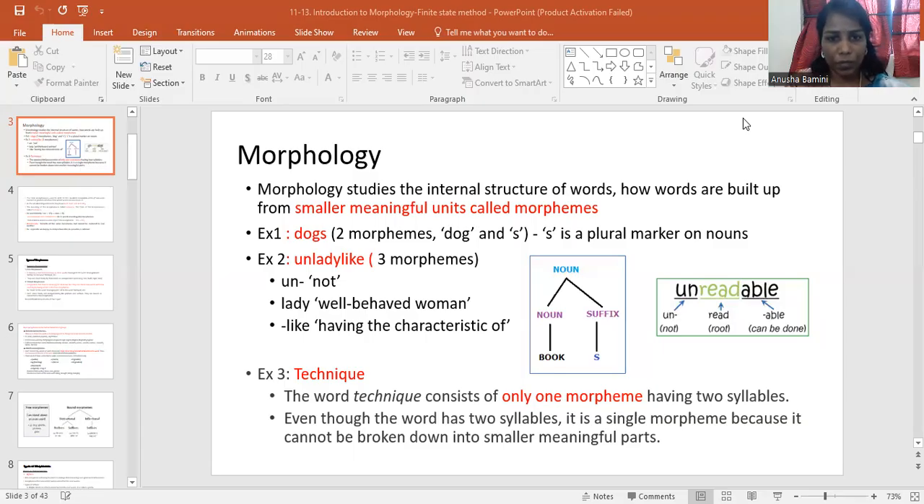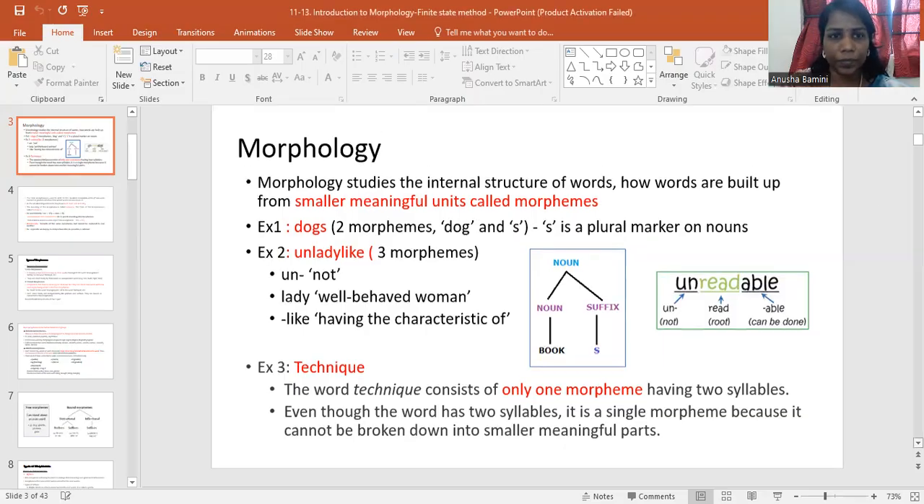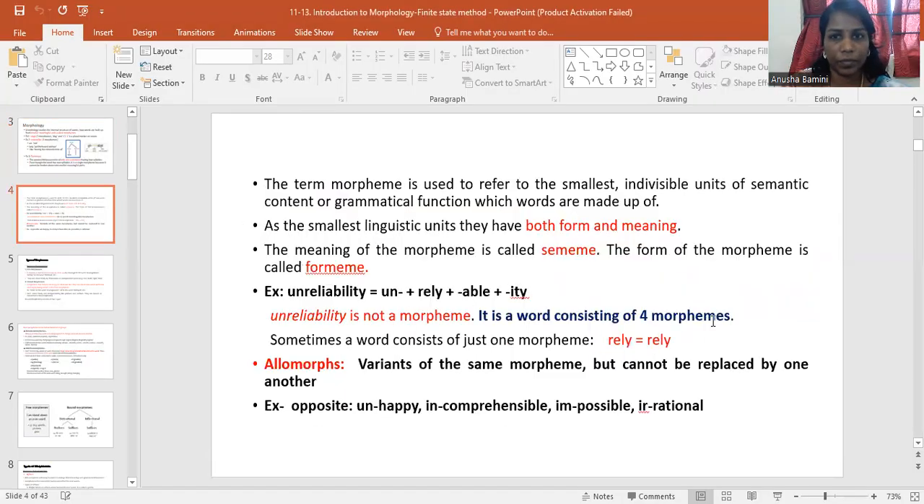We know each and every word can have only one morpheme or two morphemes, etc. If it consists of only one morpheme, it is called a word of one syllable. From these syllables, we identify the meaning. The meaning of a morpheme is called a sememe, and the form of a morpheme is called a formeme.